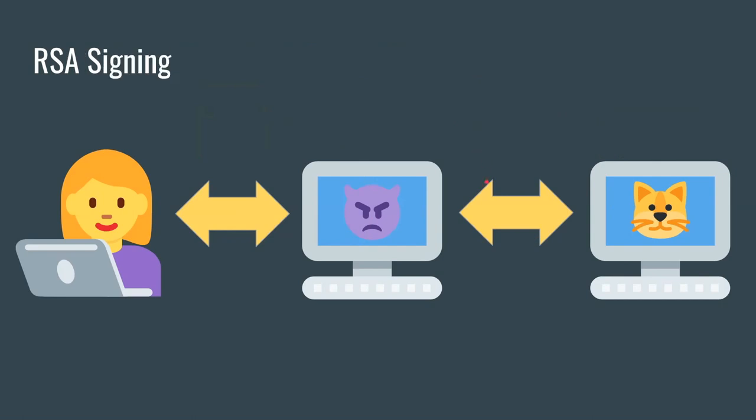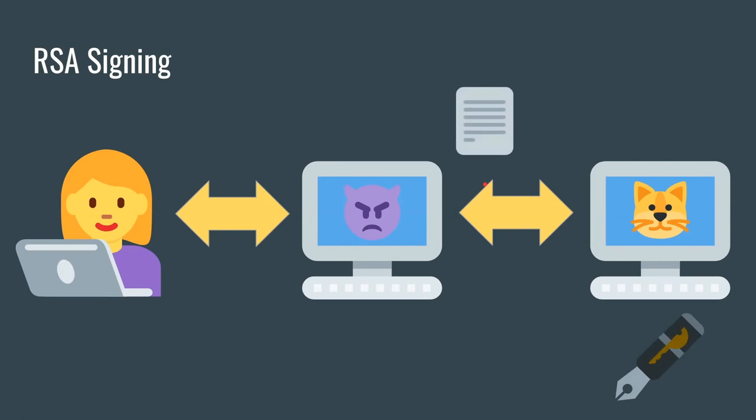But RSA has another trick up its sleeve. In that last example, we encrypted with the public key and decrypted with the private. You can also flip that around and encrypt with your private key and decrypt with your public key. So why would you want to do that? This process is called signing.